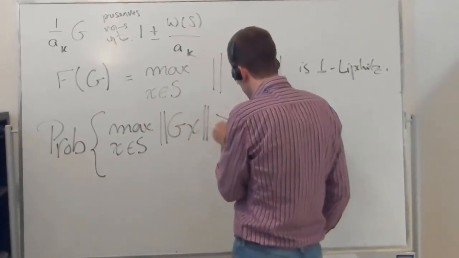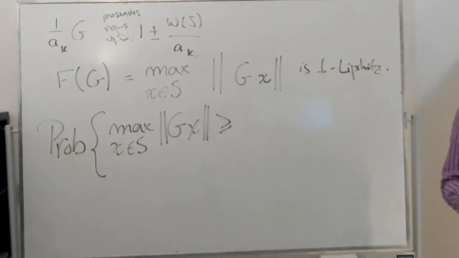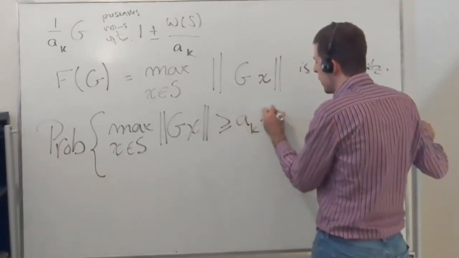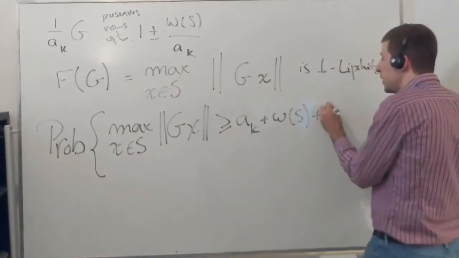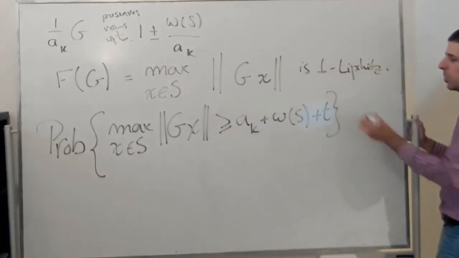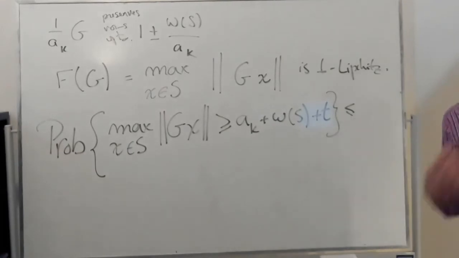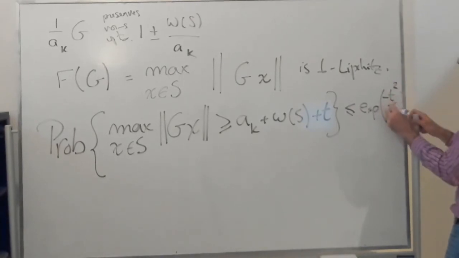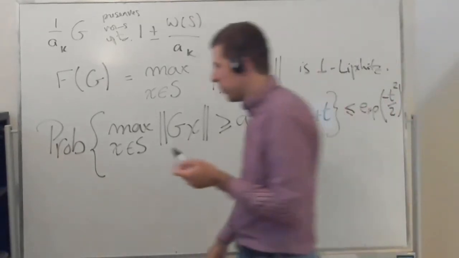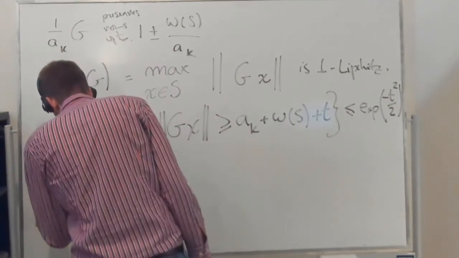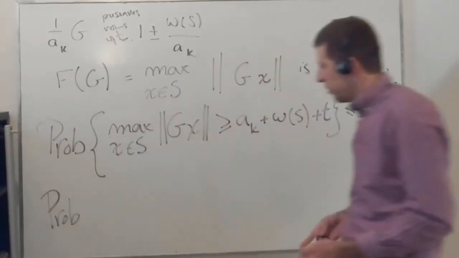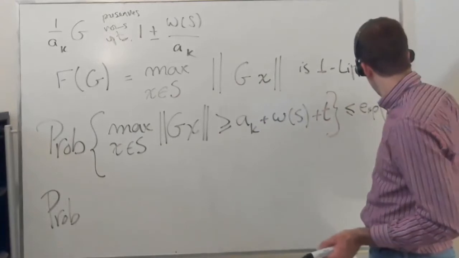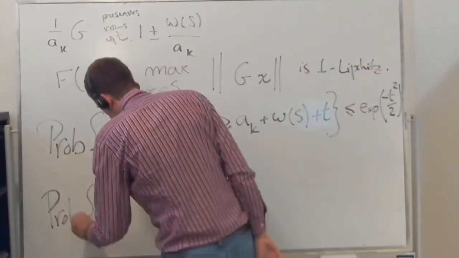G x is bigger or equal than its expectation. So we have to multiply by AK. In Gordon's theorem we had 1 plus Gaussian width over AK. So now it's AK plus Gaussian width plus some T. The probability that this is bigger than that is smaller or equal than exponential of minus T squared over 2. And the exact same thing for the lower bound. Of course now we could divide everything by AK, getting 1 plus WS over AK plus T over AK. I mean, we'll do that in a second.